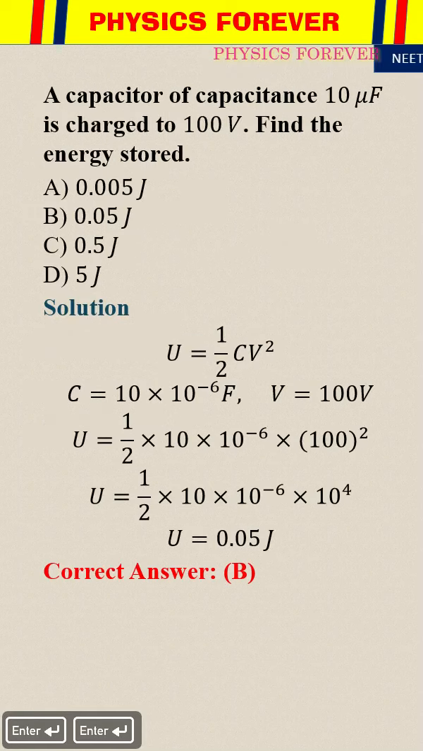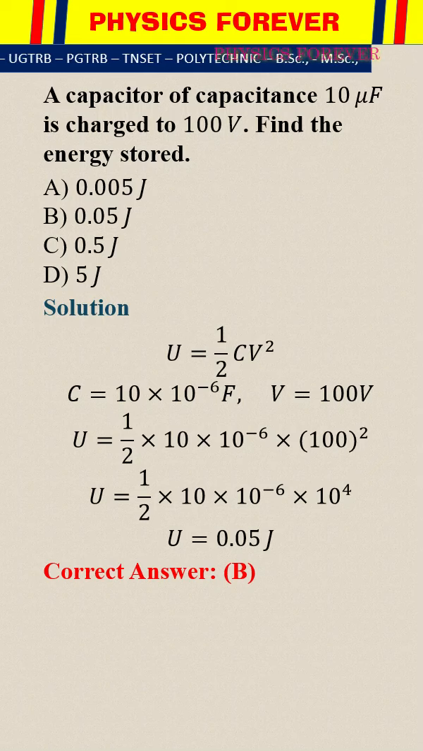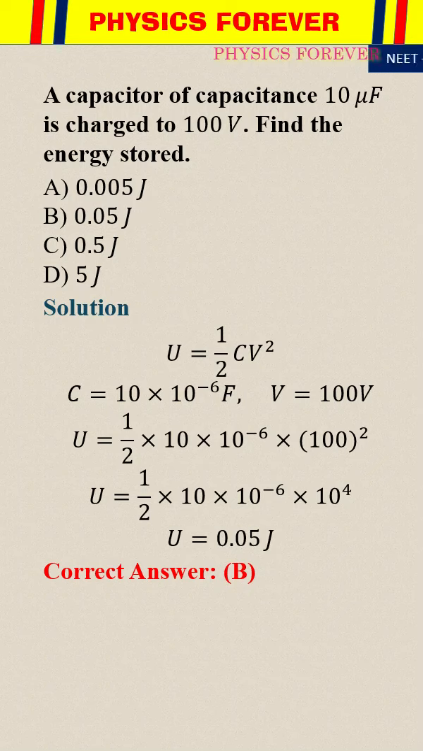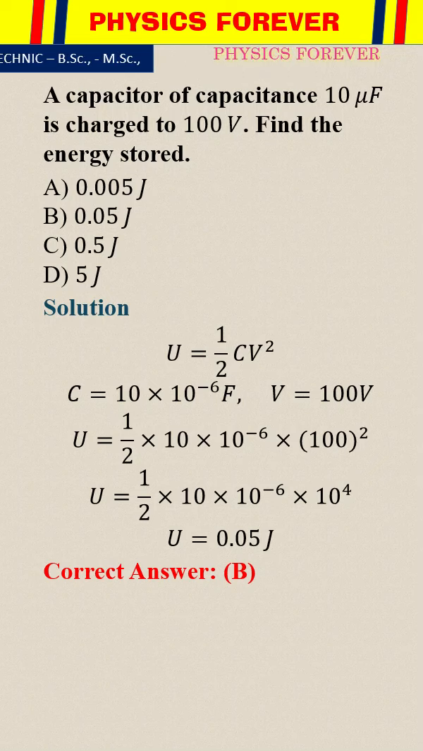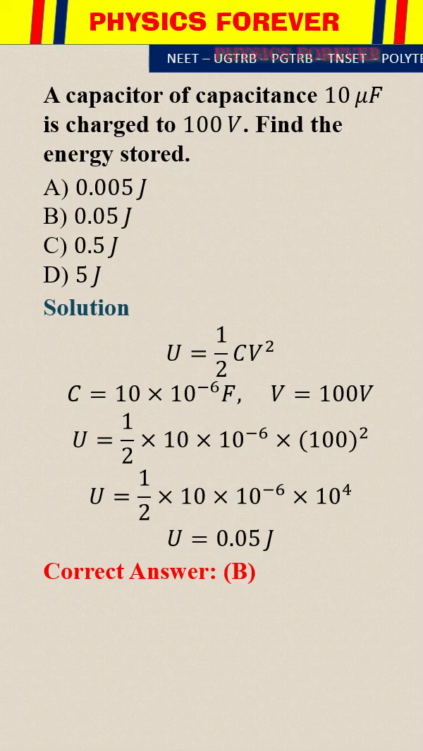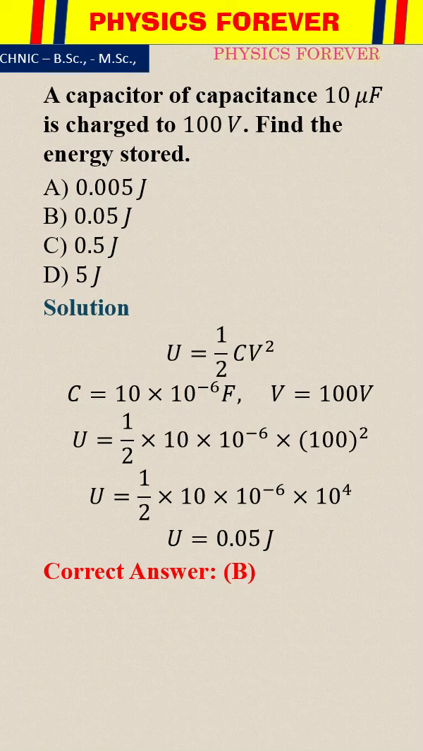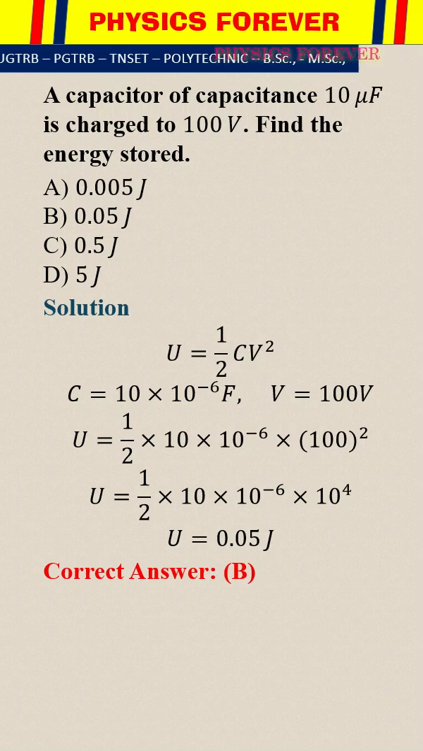Okay, so based upon the previous slide, we have to make important MCQs related to this topic. A capacitor of 10 microfarad is charged to 100 volt. Find the energy stored. We know the formula, 1 by 2 CV square, where C is the capacitance given, 10 microfarad, and V is the potential given, 100 volt. We just substitute capacitance and voltage in that formula, make the simple calculation, and find the answer. Okay, so the correct option is B.